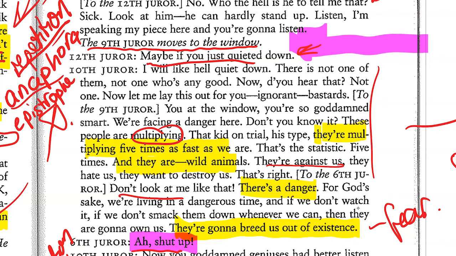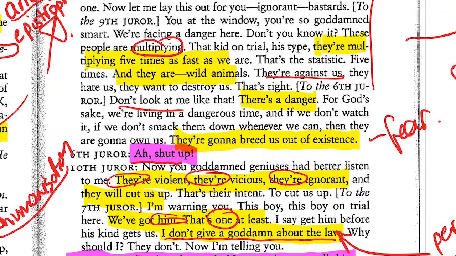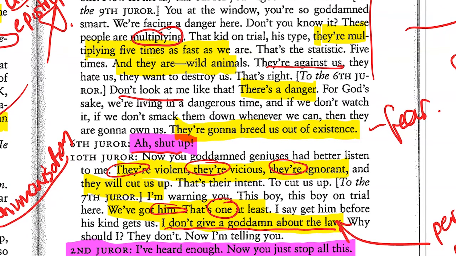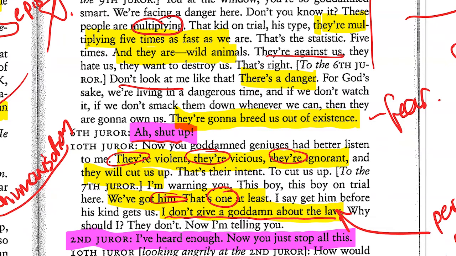And he continues, they're multiplying 5 times as fast as we are. They're wild animals. They're going to breed us out of existence. Well, they're violent. They're vicious. They're ignorant. They will cut us up. This boy on trial, we've got him. This one at least. I say get him before his kind gets us.